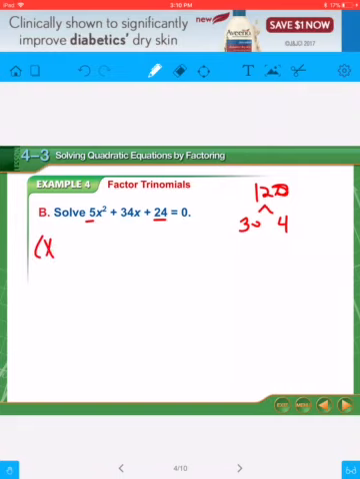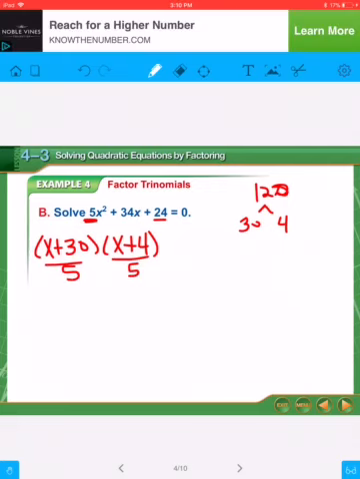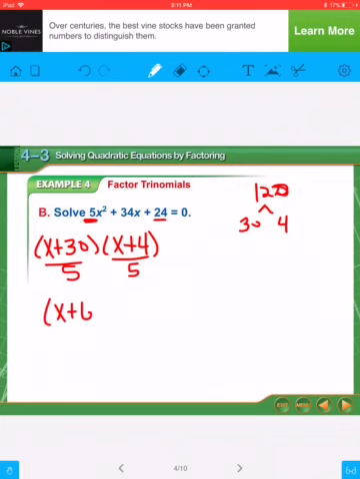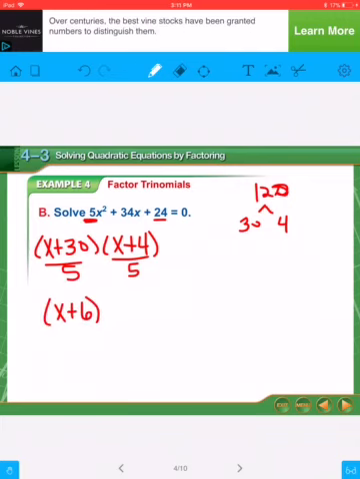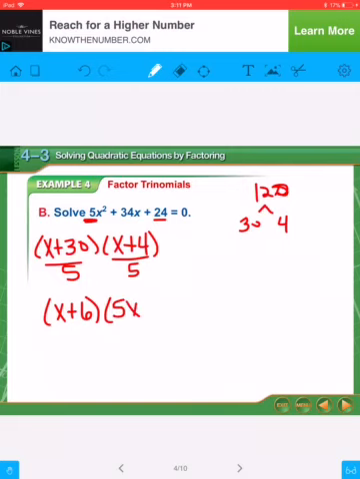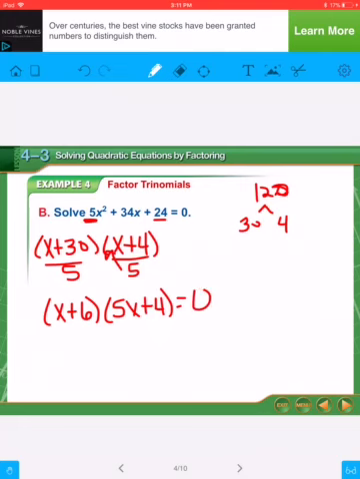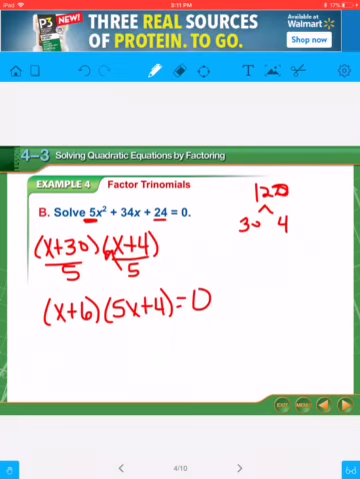So I have x plus 30, x plus 4. But since a isn't 1, I have to go that one step further of dividing each factor by 5. 30 is able to be divided by 5, so that factor actually is x plus 6. But 4 can't be divided by 5, so that's 5x, because you have to bring the 5 in the front. 5x plus 4 equals 0. And now to finish this up, to solve for x, you're going to set each individual factor equal to 0.